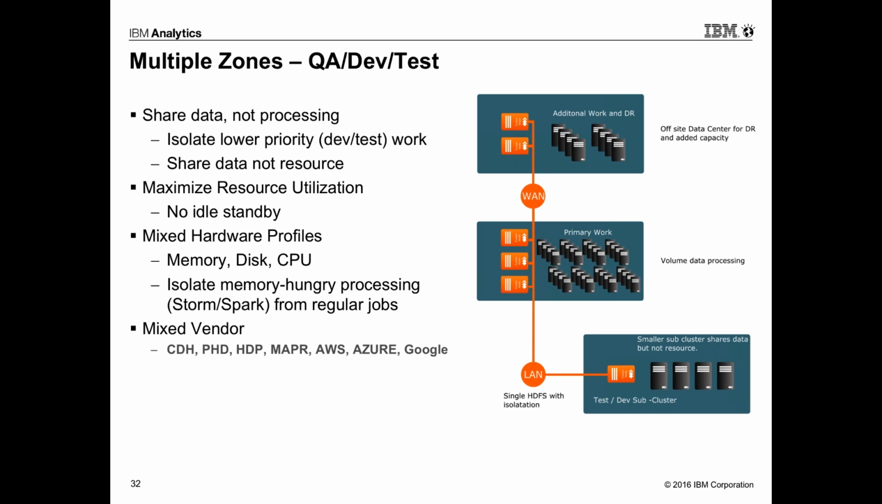But the key point here is it doesn't matter whether they have different hardware profiles or not. They all have the same data available to them, so that when a developer writes a new application or you're testing a new application, the same data on the production cluster is available on the development and test cluster.